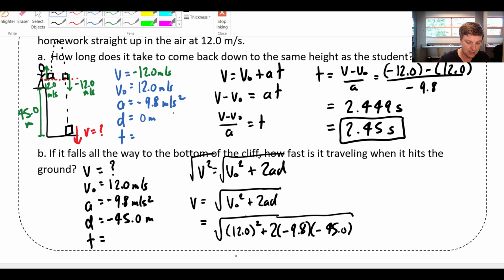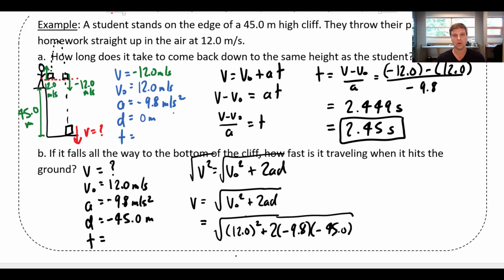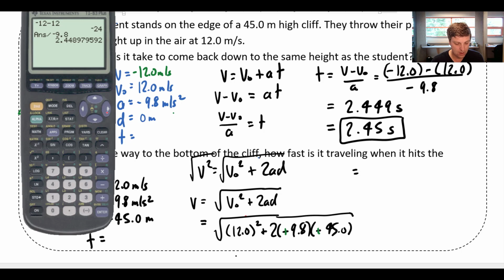Now this is a good time as well to look at what's going on inside this square root here. For example, this is going to be squared, that's fine, but then this negative number times that negative number, those are going to cancel out. And I'm going to do that ahead of time, not in my calculator, because it'd be too easy to forget it and mess it up. So I'm going to plug this in and we'll see what we get.